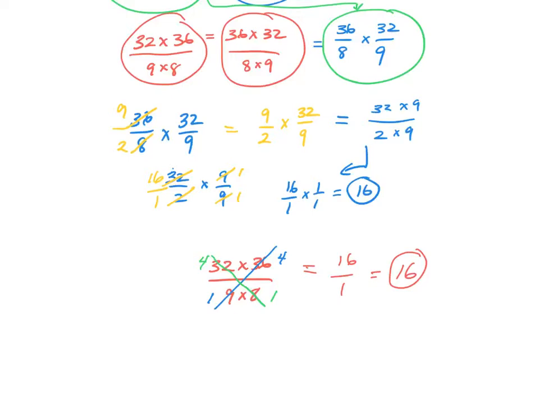Cross simplification will only work when one of the numbers in your numerator and one of the numbers in your denominator share a common factor, but it does make sense to take the time to look for that because it'll save you a lot of unnecessary large multiplication and large division problems that are very time consuming and can create a lot of unnecessary opportunities for mistakes.